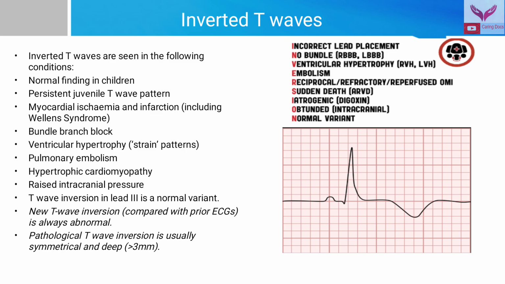Inverted T waves are seen normally in children, persistent juvenile T wave pattern, myocardial ischemia and infarction, including Wellens syndrome, bundle branch block, ventricular hypertrophy, pulmonary embolism, hypertrophic cardiomyopathy, and raised intracranial pressure. T wave inversion in lead 3 is a normal variant. T wave inversion compared to the prior ECG is always abnormal. Pathological T wave inversion is usually symmetrical and deep, more than 3 mm.